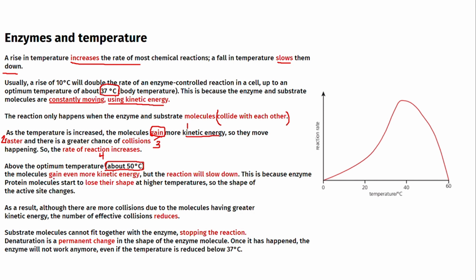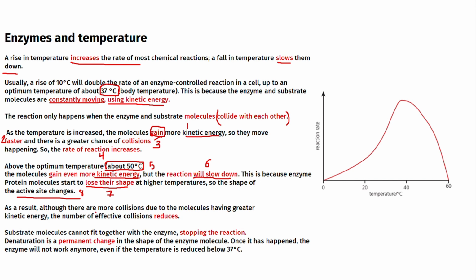the molecules gain even more kinetic energy. Here is point number five. But their action will slow down. This is number six. This is because enzyme protein molecules start to lose their shape, which is known as denaturation at a higher temperature. So the shape of the active site would change. This is number eight. So they will no longer be complementary.